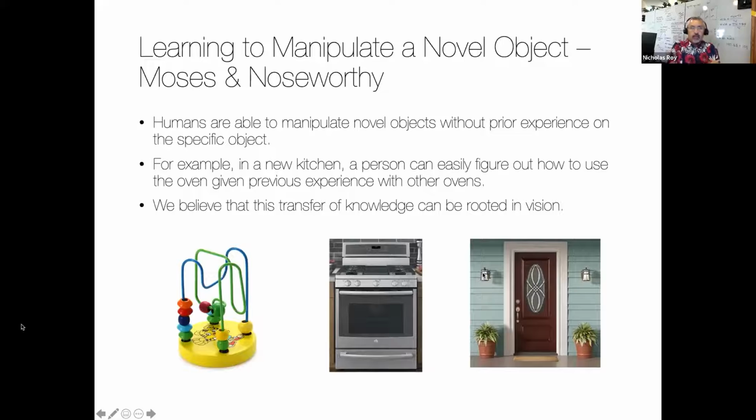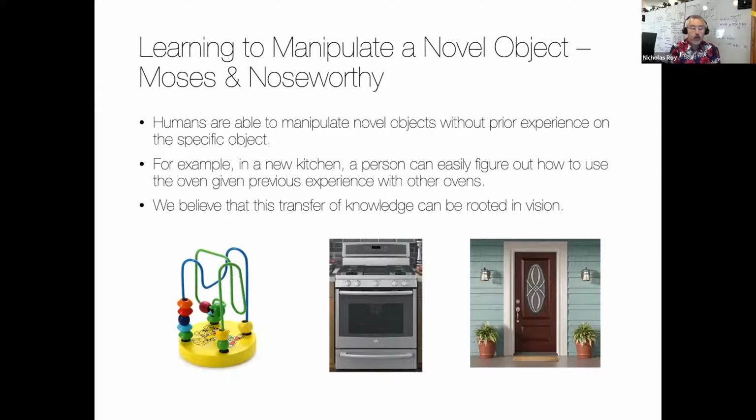So let's imagine that the reason that we're exploring the world is that we want to be able to manipulate novel objects. Humans exhibit a wonderful ability to manipulate novel objects without prior experience on specific objects. For instance, if you walk into a kitchen, you can relatively easily figure out how to use the oven given previous experience with other ovens.